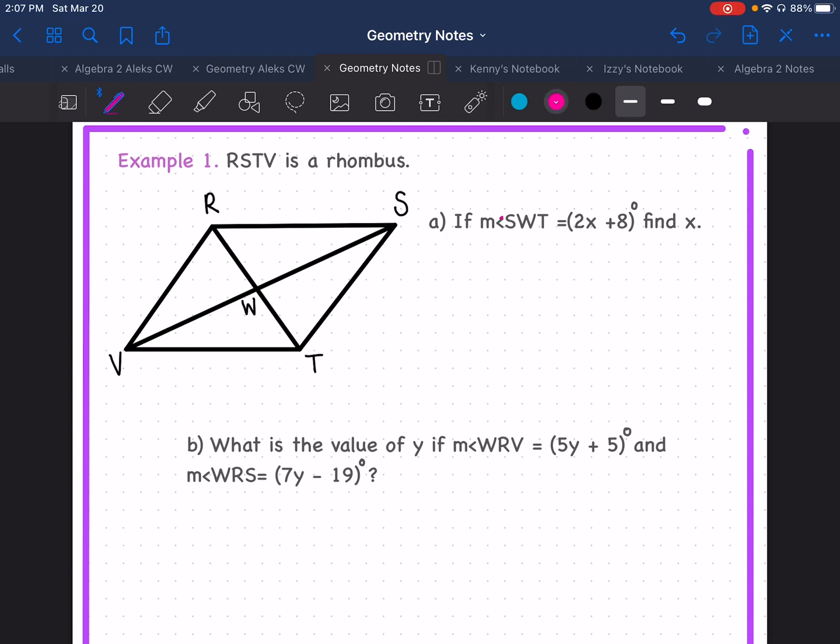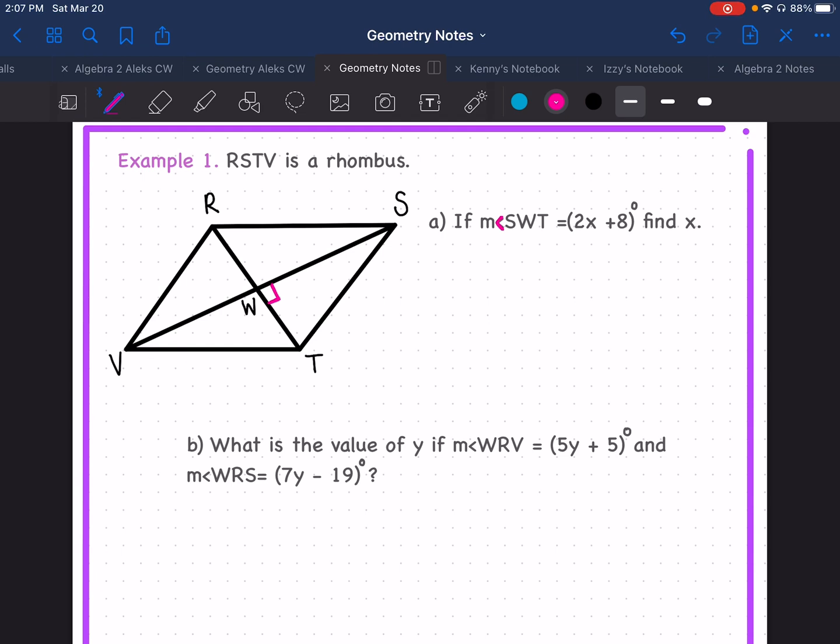I'm going to use my color to help me out. Remember, I'm going to follow it in order from the letter S to the letter W to the letter T, and that's going to give me my angle. This is the angle that they're talking about. If I go back and look at my properties, all these angles in the diagonals are perpendicular. That means that this angle equals 90 degrees.